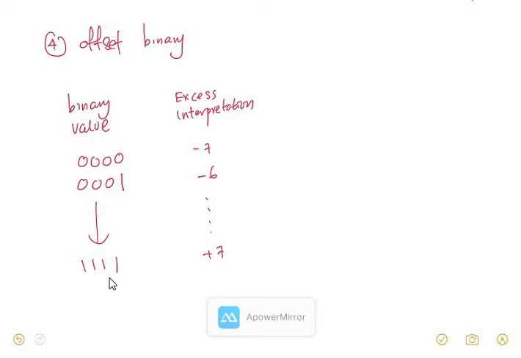So if you want to know what it is, this is the unsigned interpretation. For the unsigned interpretation, this means starting from 0, 1 up to 15. Okay?